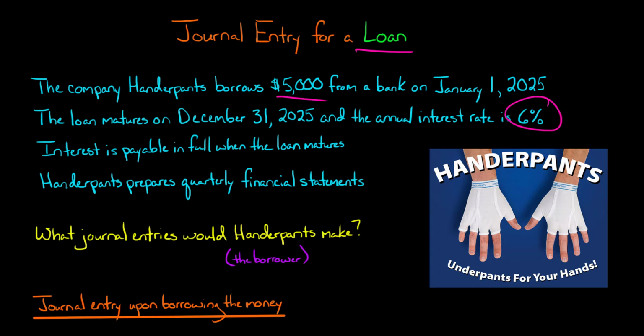Now, interest is going to be payable in full when the loan matures on December 31st, okay, so they don't pay any interest until the end. However, Handerpants is going to have to prepare some adjusting journal entries because they make quarterly financial statements. So at the end of each quarter, they'll have to record interest accrued. So I'm going to make all the journal entries here from the perspective of the borrower, right? Handerpants is borrowing the money.